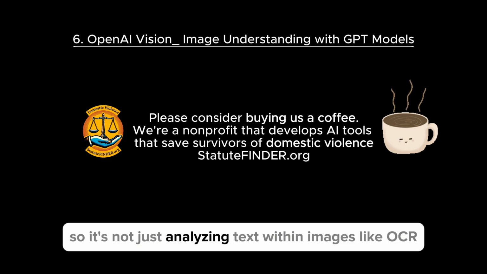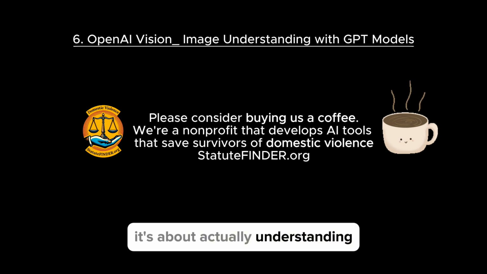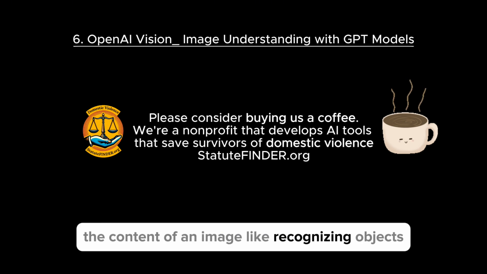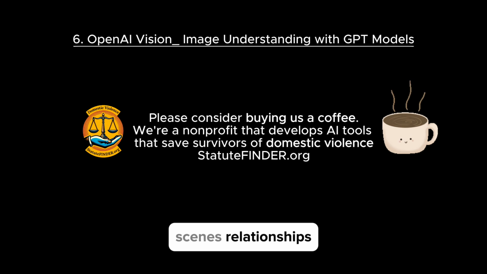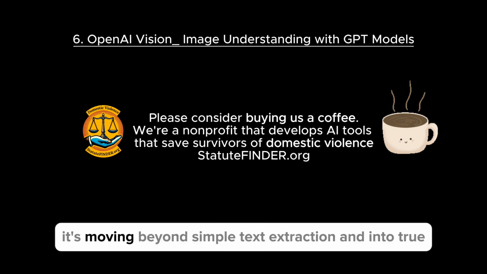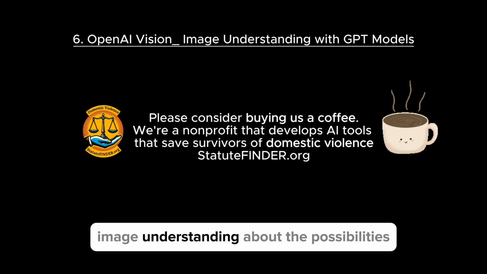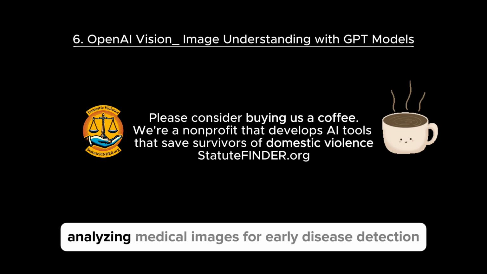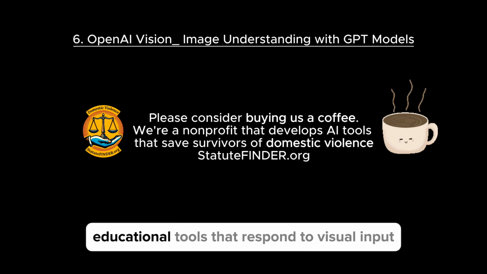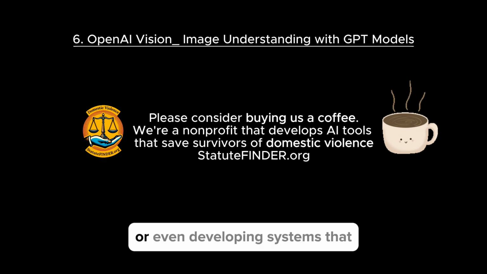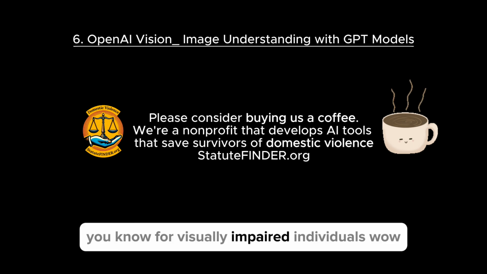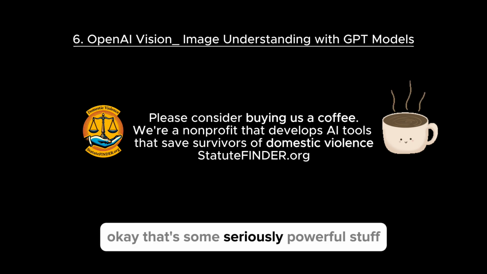So it's not just analyzing text within images, like OCR. It's about actually understanding the content of an image, like recognizing objects, scenes, relationships. Exactly. It's moving beyond simple text extraction and into true image understanding. Think about the possibilities. Analyzing medical images for early disease detection, creating interactive educational tools that respond to visual input, or even developing systems that can describe the world around us for visually impaired individuals. Wow. Okay, that's some seriously powerful stuff.